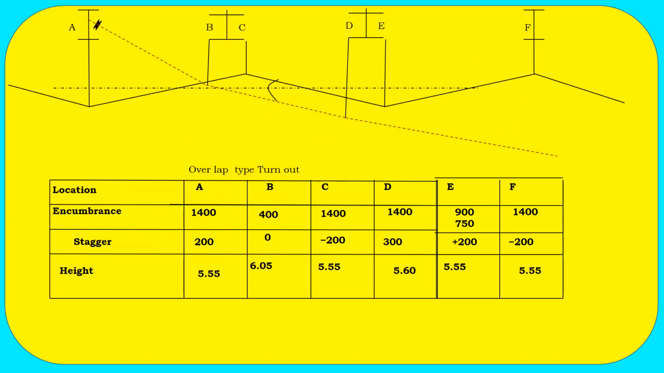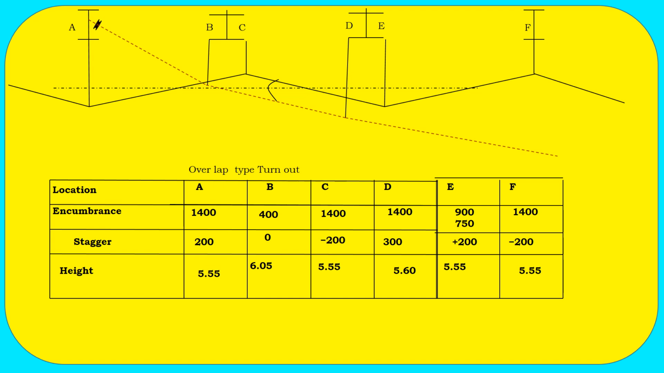Friends, here you can see the overlap type turnout. The red is the turnout OHE and black is the mainline OHE. You know our OHE moves in a zigzag motion, so as not to form a groove. Before the turnout point, it has two spans. One is the anchor span. Then the new OHE is raised at this location, so there is a double cantilever. Next is the turnout point, where the loco will proceed to the turnout or go through the main line. This is the juncture point.